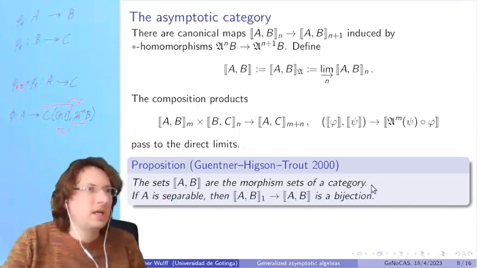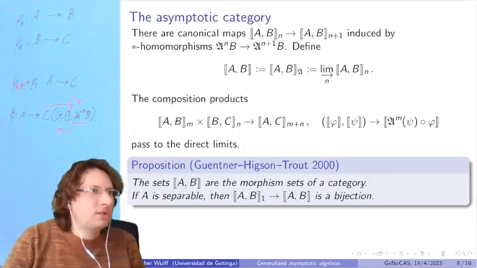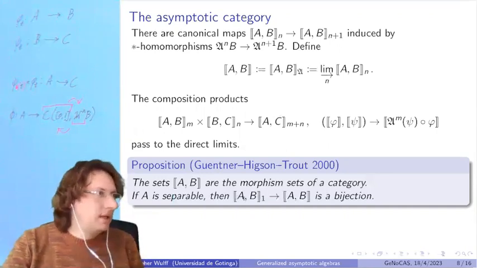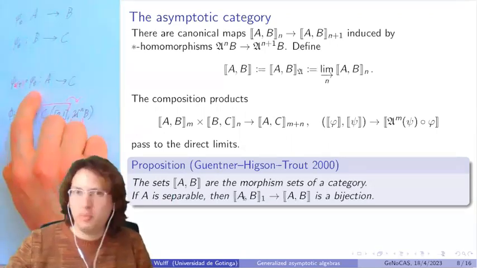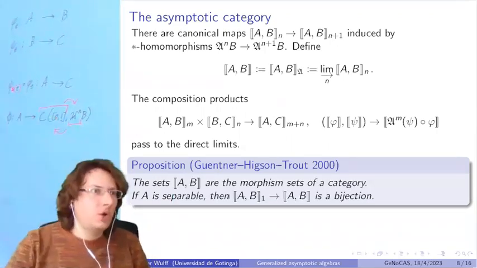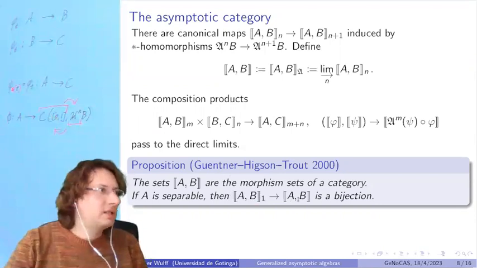We didn't need any separability here. But if we assume separability, then it becomes a bit easier. Namely, then one can show with a similar reparameterization trick to what I have mentioned before that the canonical map from the one-homotopy classes here into this direct limit is in fact a bijection if A is separable.